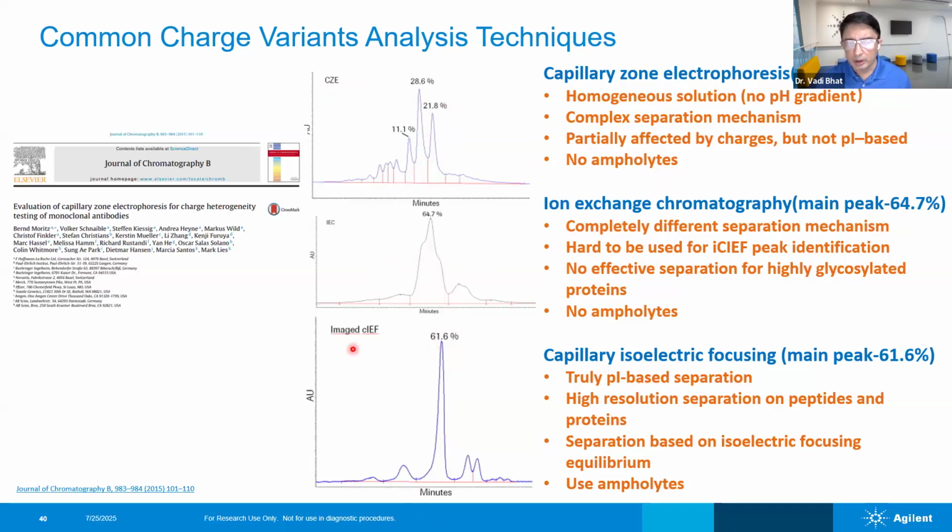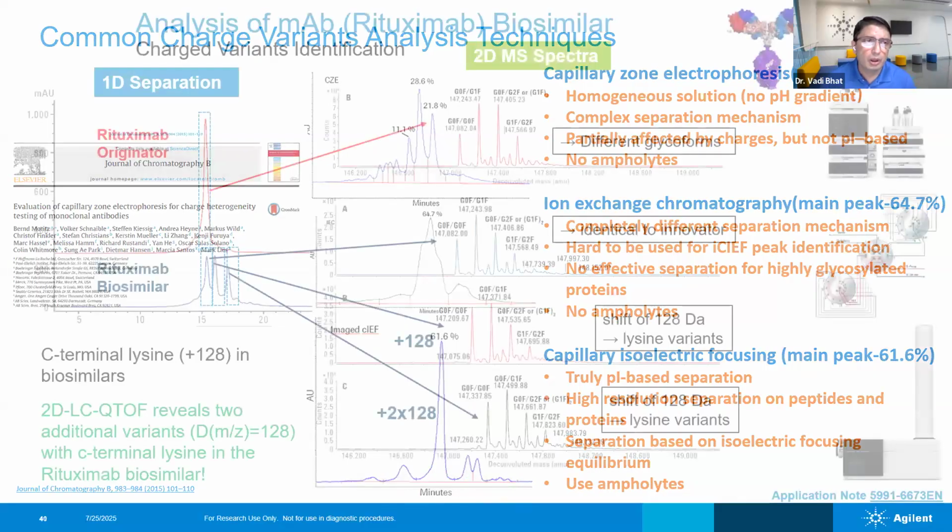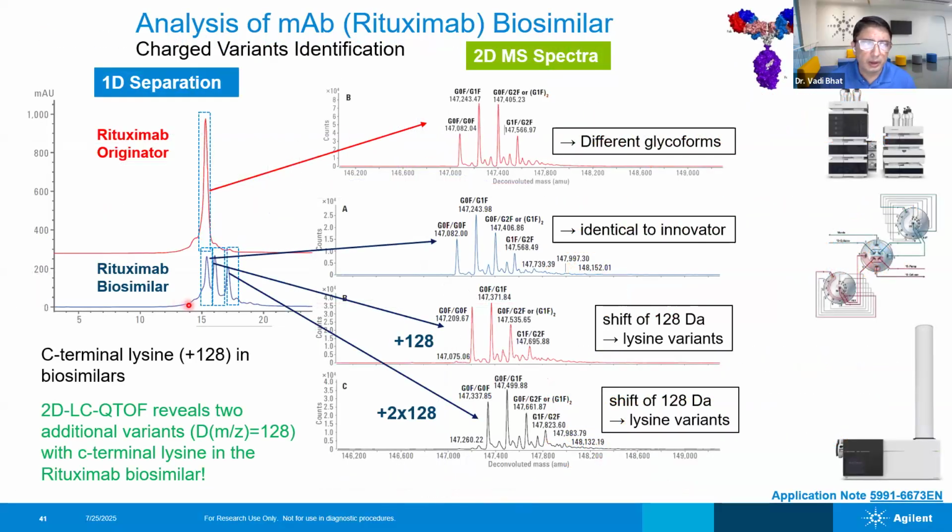But if you use CIEF, ICIEF, there's an imaged CIEF, a UV detector. Essentially, with the ampholytes you can see the main peak is very close to your ion exchange chromatography. And of course you can get both the acidic and basic variants here. Okay, so this is a traditional charge variant analysis we are seeing.